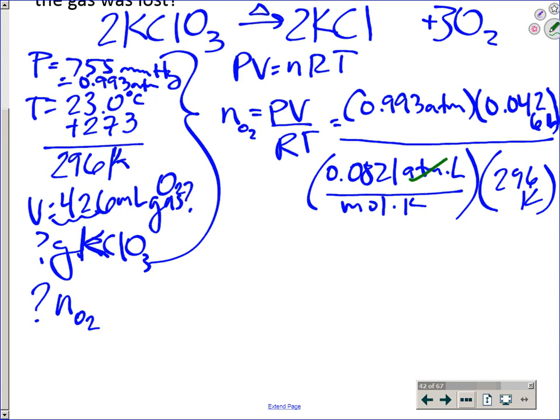Atmospheres on top and bottom. Keep going. Top and bottom liters. Good. Kelvin top and then the bottom of the bottom. So moles, good, is the only unit remaining. Somebody help me out here. Should probably be a small number. Bailey, you got me?